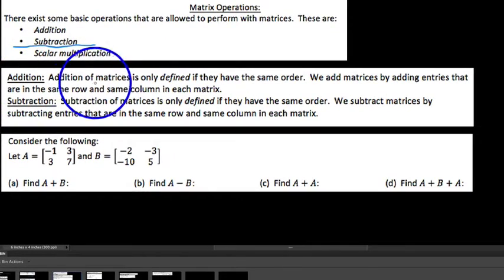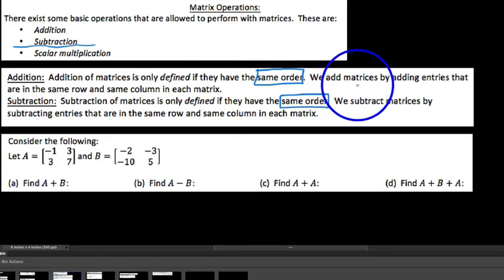We say that addition of matrices is only defined if they have the same order. So if you're highlighting things here, this is one very important thing that we want to know. And I'm going to go ahead and read this for subtraction as well. Subtraction of matrices is only defined if they have the same order. So if you ever try to add or subtract two matrices that are not the same dimensions, you would just write undefined, or a dimension mismatch.